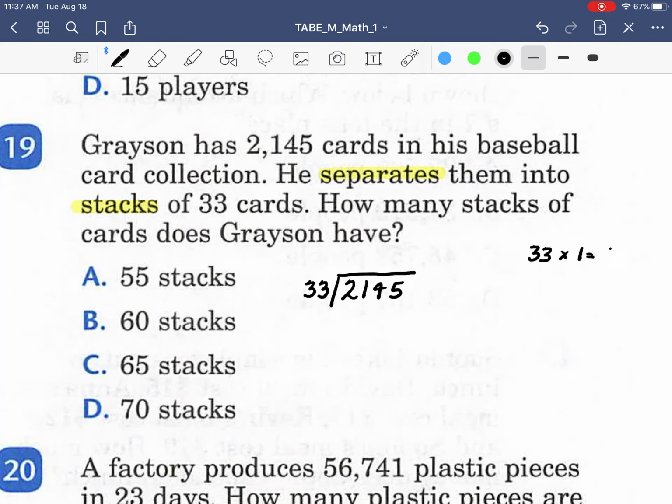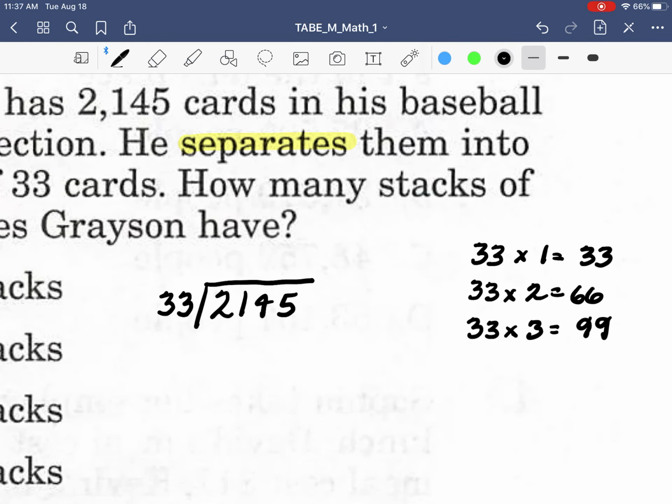So 33 times 1, 33 times 2, 33 times 3, and let's just see if we can get by right here. I don't think we can, but we'll try it. 33 cannot go into 2 or into 21. We need 214. We only got to 99. So we're going to have to expand our list just a little bit. I thought it was too good to be true, but you never know.